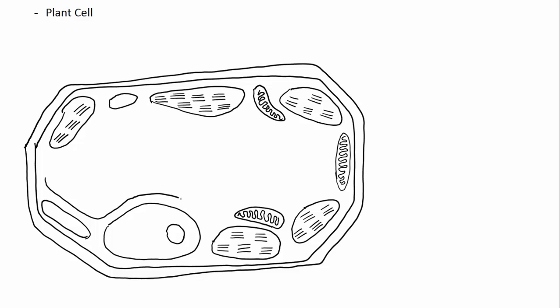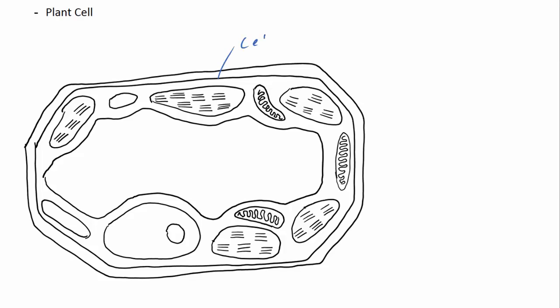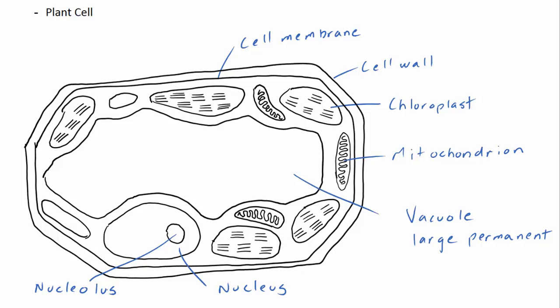Then of course, finally, on the inside, you're going to want to draw your large permanent vacuole. Now all you're going to do is label everything. And hopefully that'll help you remember how to draw both prokaryotic and eukaryotic cells, both animal and plant cells.